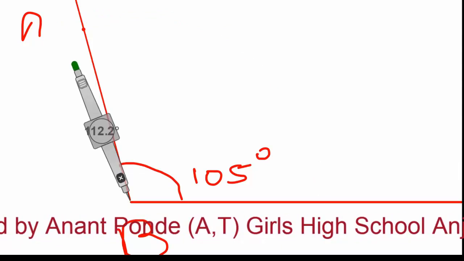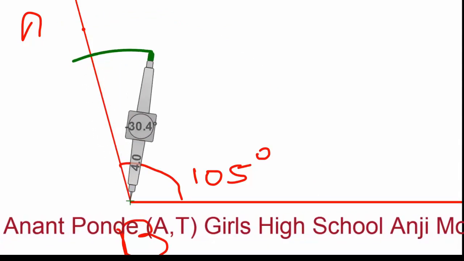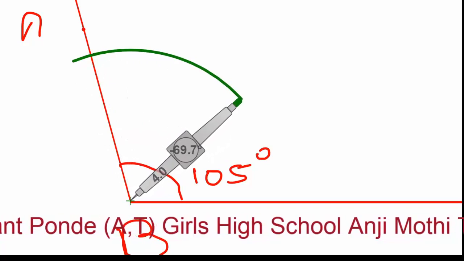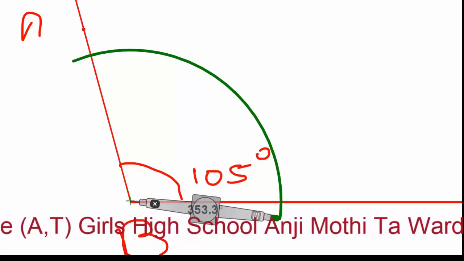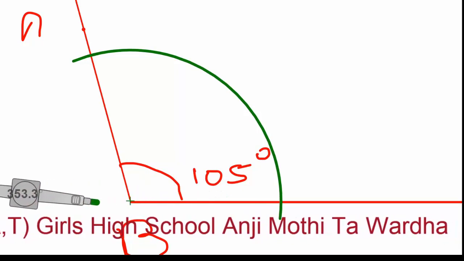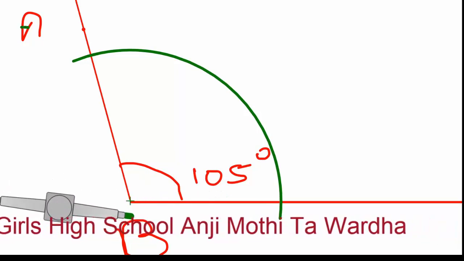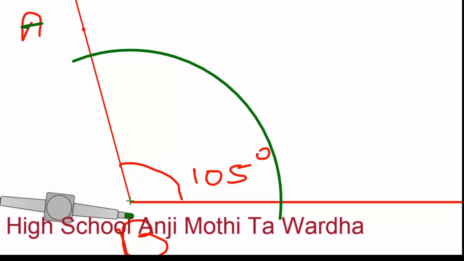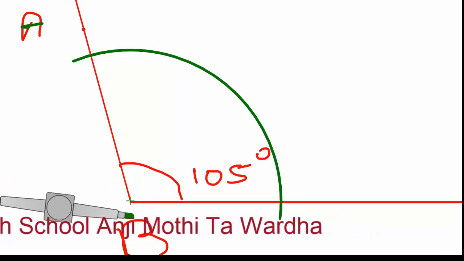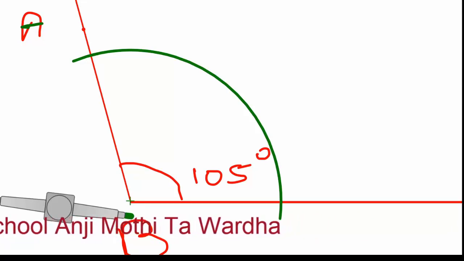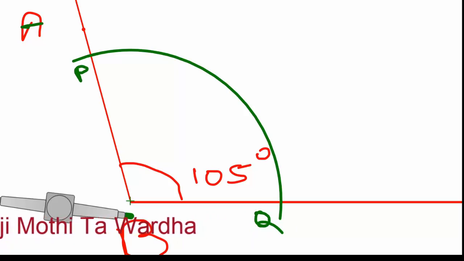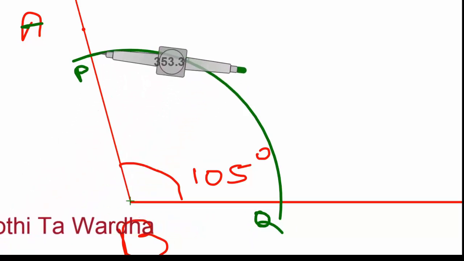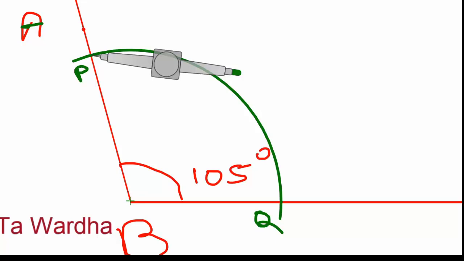Adjust the length of the compass and draw a mark. Here is the point intersecting the rays BA and BC. We give the names: this one is point P, this one is point Q. Put the compass on point P. We have to place the compass on point P.